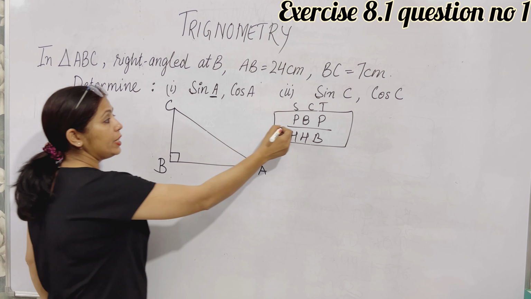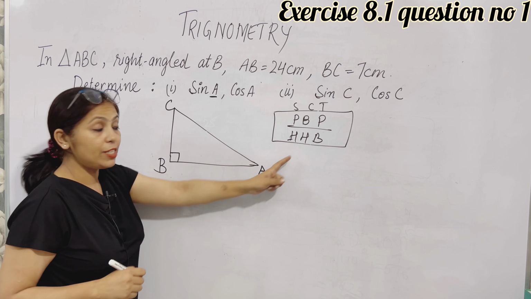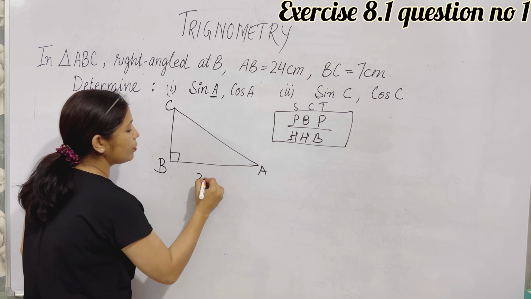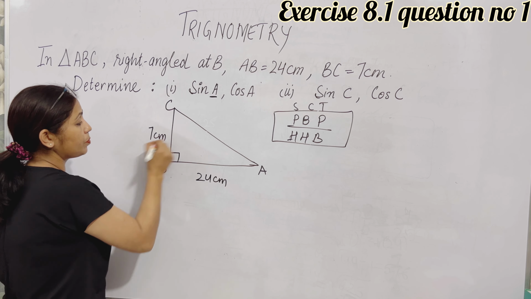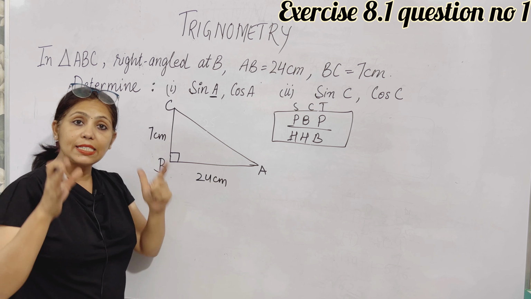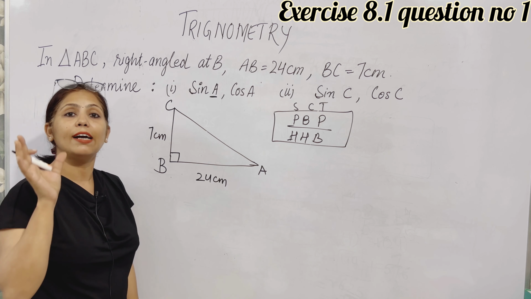So here what we are supposed to calculate? Sin A. So we need P and H to calculate sine. What is given here? AB 24 cm, so write AB 24 cm, BC 7 cm. Perpendicular is given. Base is given, but hypotenuse is not given. So first we need to calculate the hypotenuse.